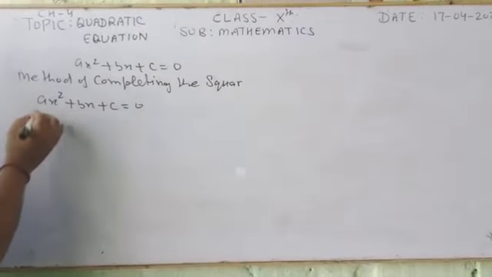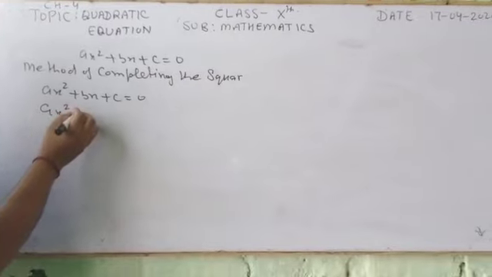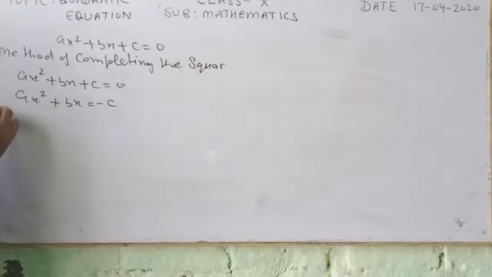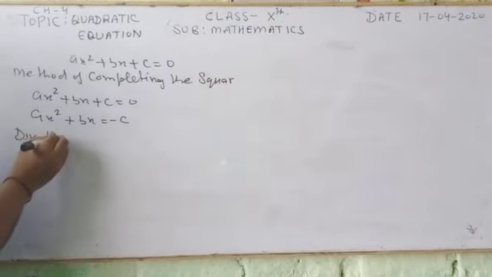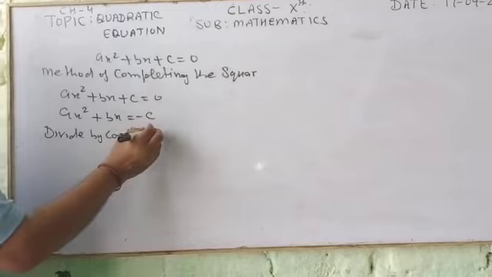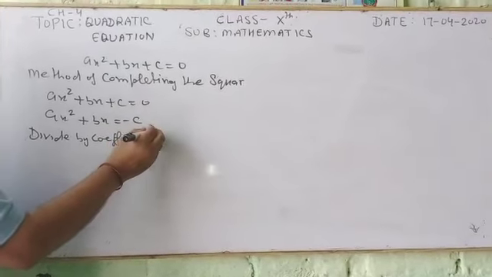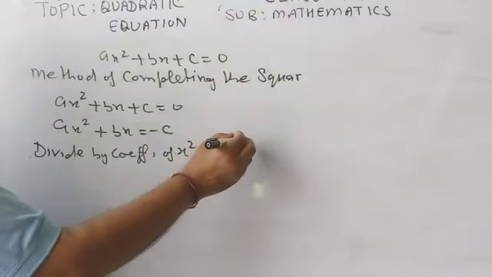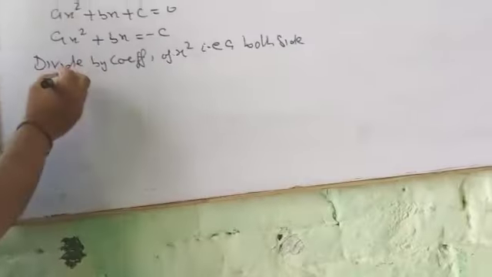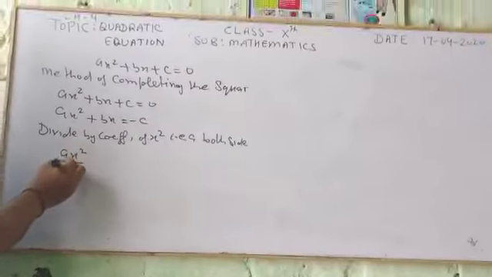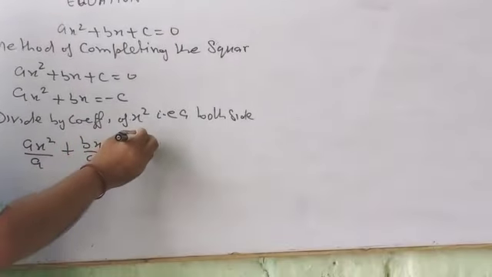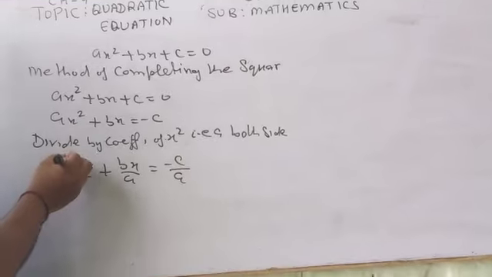Then c is transferred to the right hand side, and we get minus c here. We divide both sides by the coefficient of x square, that is a. We get ax square upon a plus bx upon a equals minus c upon a, and a cancels out.